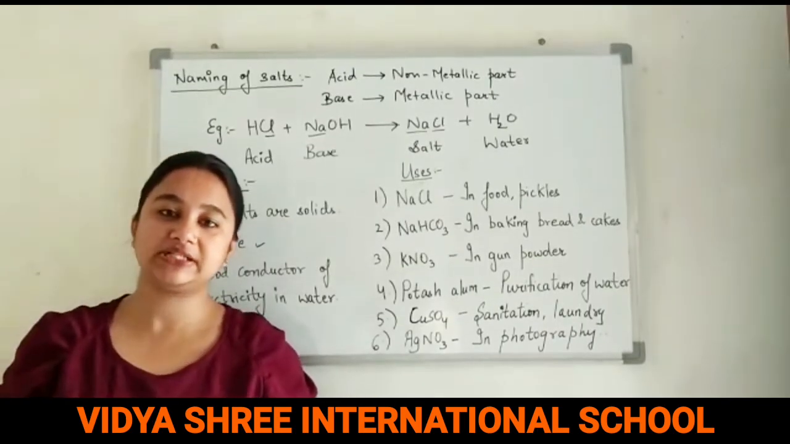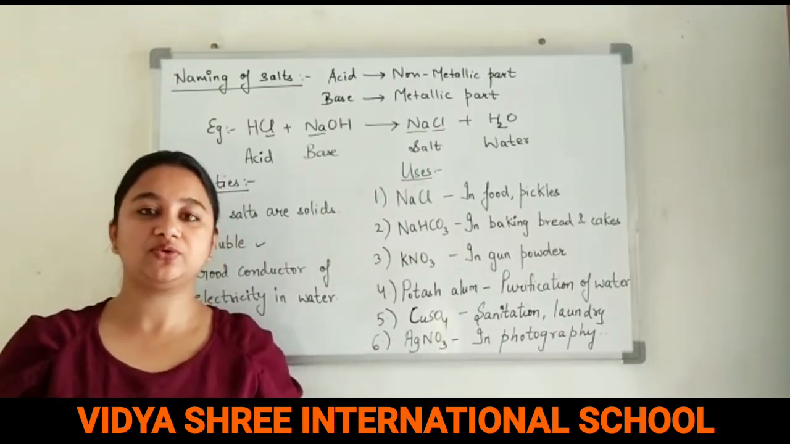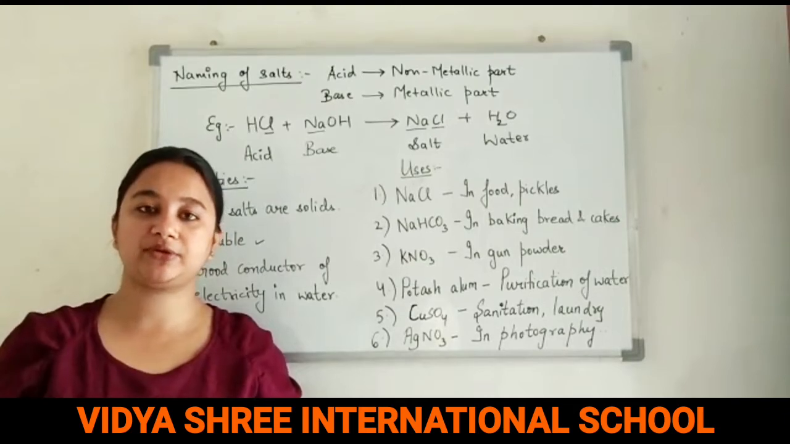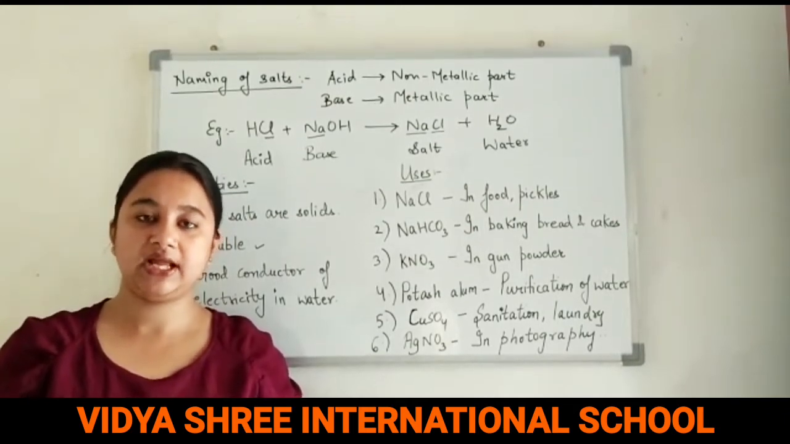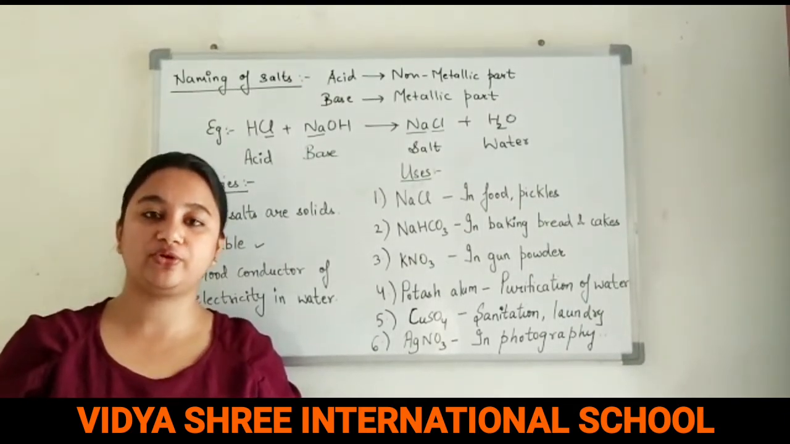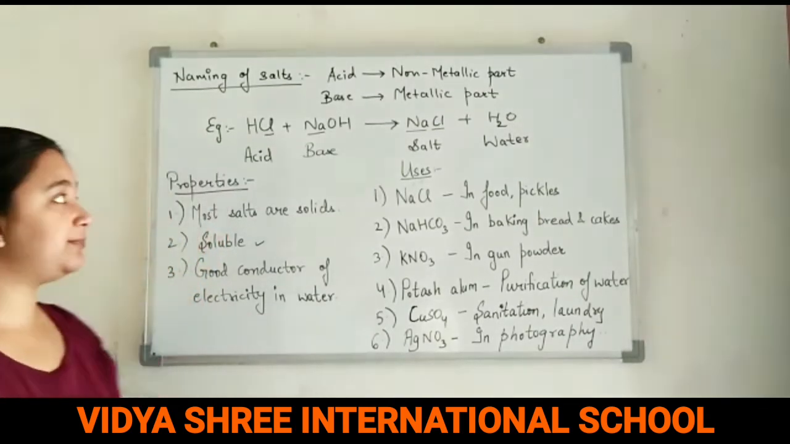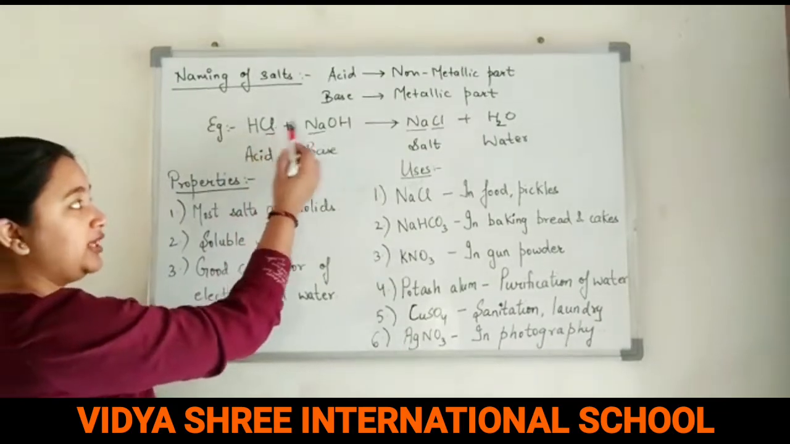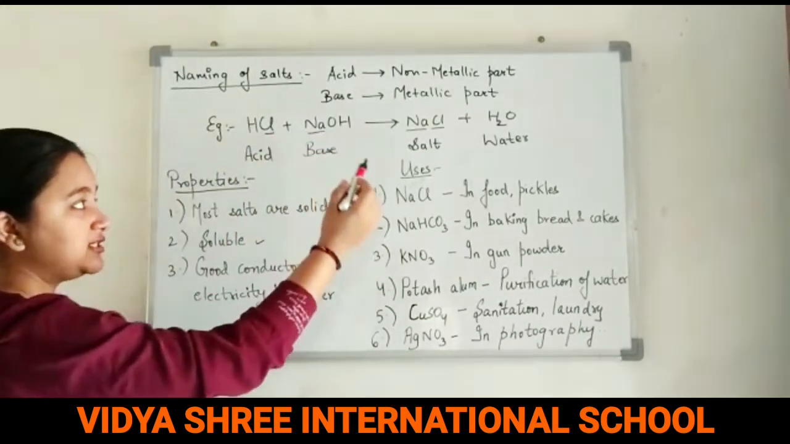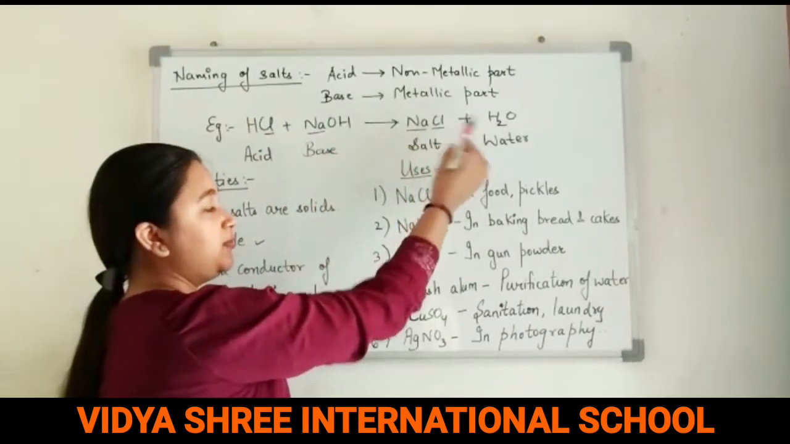The next topic is naming of salts. Students, you know that salts are generally prepared from the reaction of acids and base. Acids generally contribute to the non-metallic part and the base contributes to the metallic part. For example, HCl, hydrochloric acid, and NaOH, sodium hydroxide, form NaCl, salt, plus water.